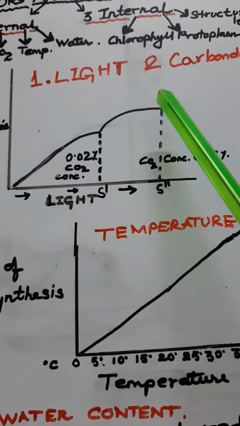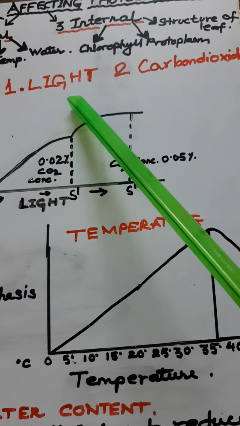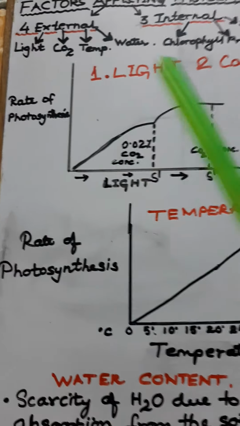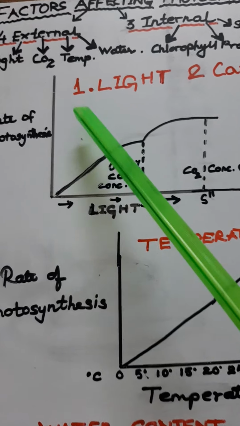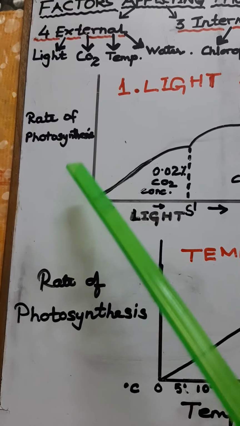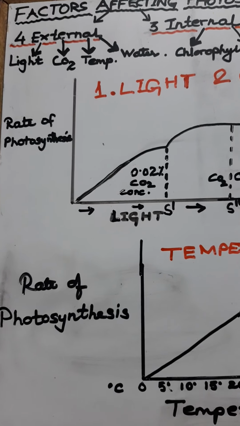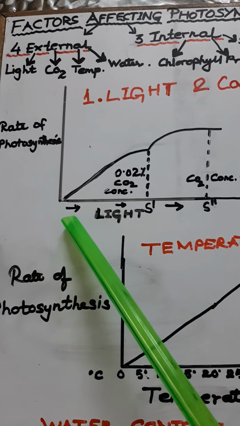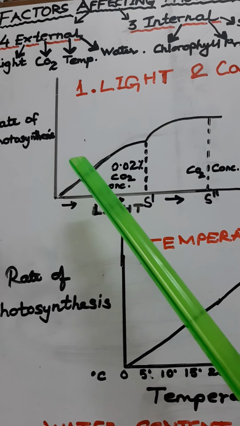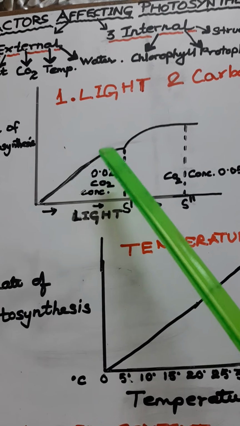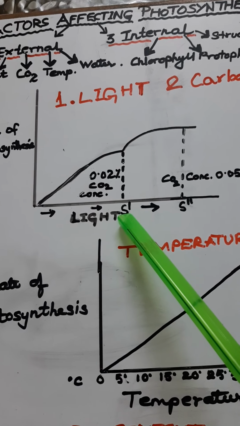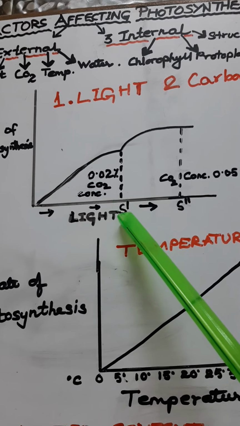Now over here we have how light intensity and carbon dioxide concentration affects the rate of photosynthesis. Now you can look at this graph over here. Along the x-axis, you've got the light intensity, and along the y-axis, you've got the rate of photosynthesis. Now, as the intensity of light is increased, the rate of photosynthesis also increases up to a certain point. Then it gets stabilized at S1, okay, or S dash.